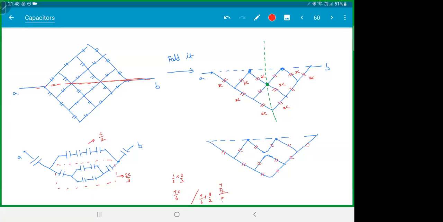Yeah, 2C, 2C, C, no? That will be C plus 1, 13, 7C by 13. You guys can check and verify. The whole circuit becomes simply series parallel, which is a manageable circuit to solve. Please check. Yeah, right, Harsh. 7C by 13.